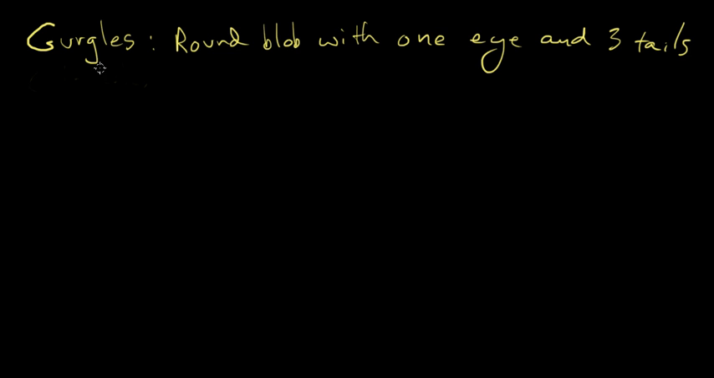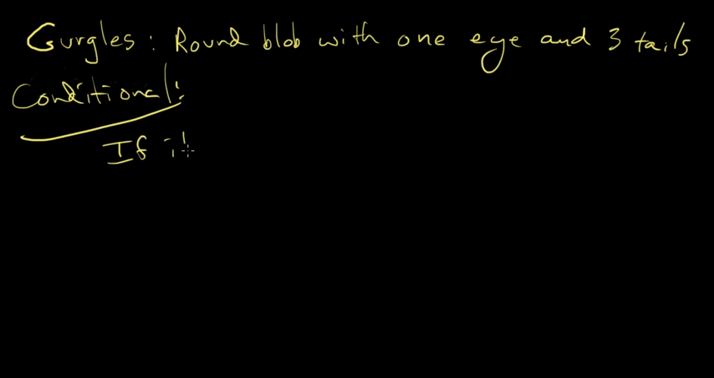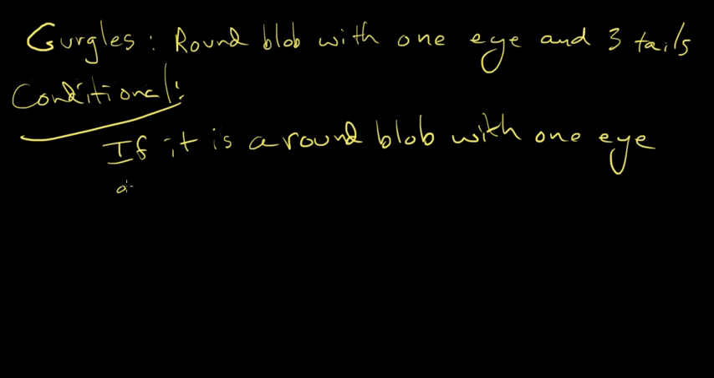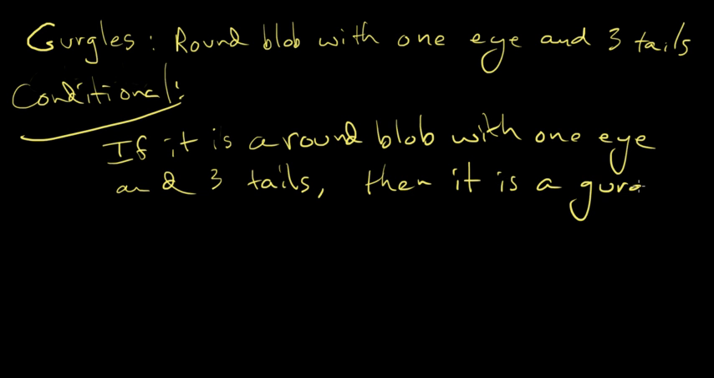Now, we talked about before, if I were to rewrite this whole thing as a conditional, I would say, if it is a round blob with one eye and three tails, then it is a gurgle.